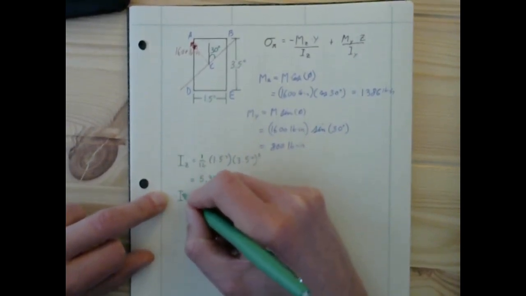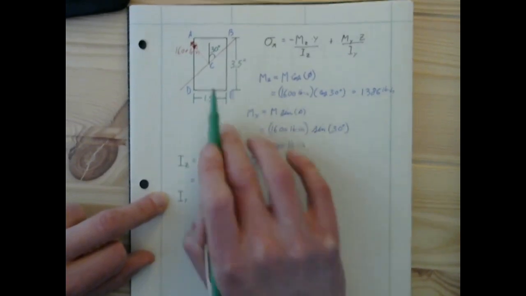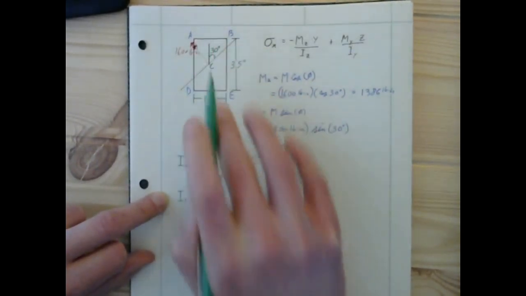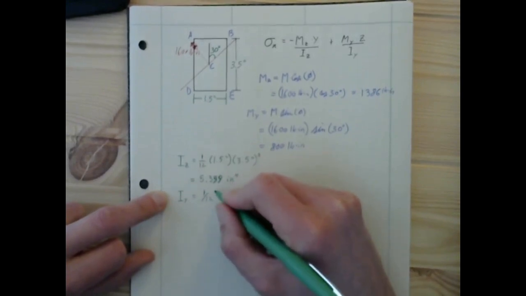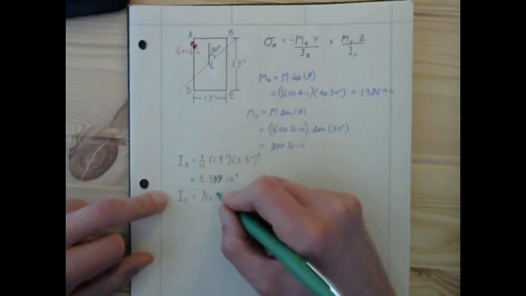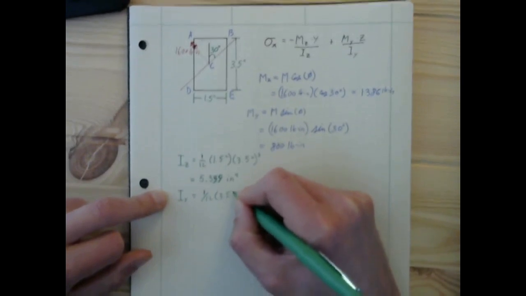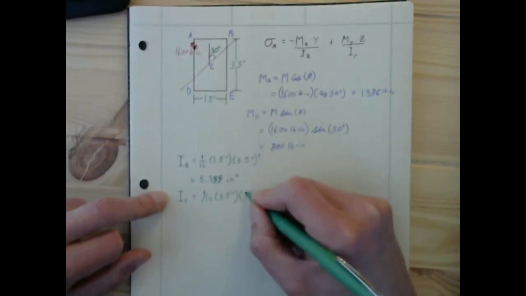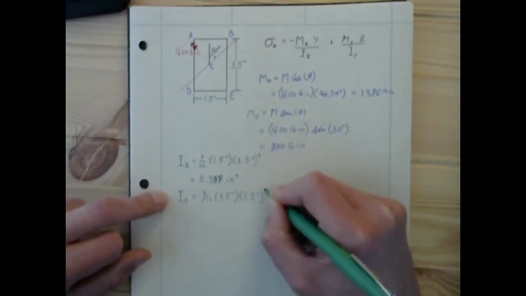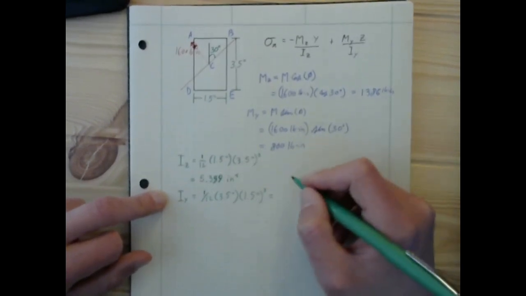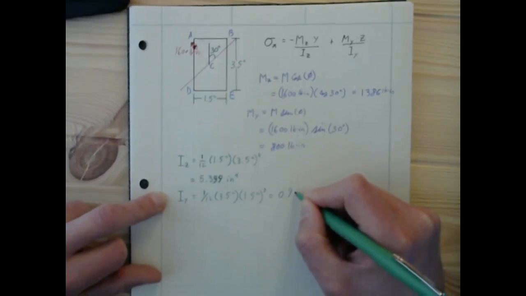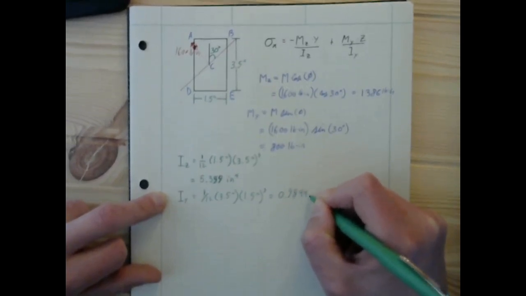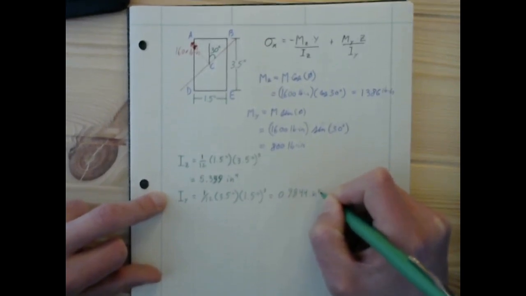And about the y-axis, that's going to be equal to 1/12, the base this time is going to be 3.5 inches, and the height will be 1.5 inches. And we'll cube that one, and that's going to give us 0.9844 inches to the fourth.